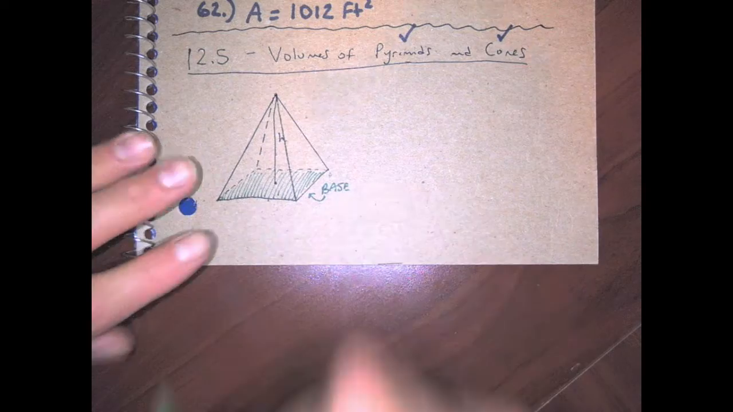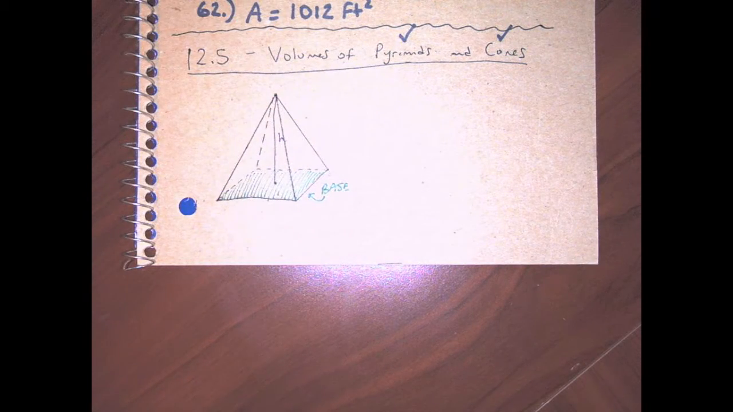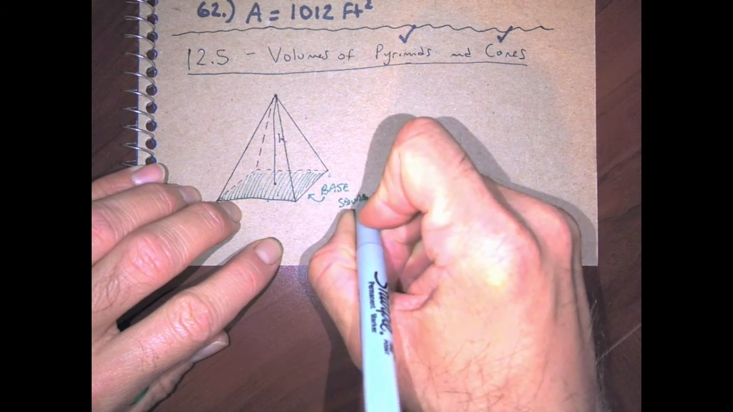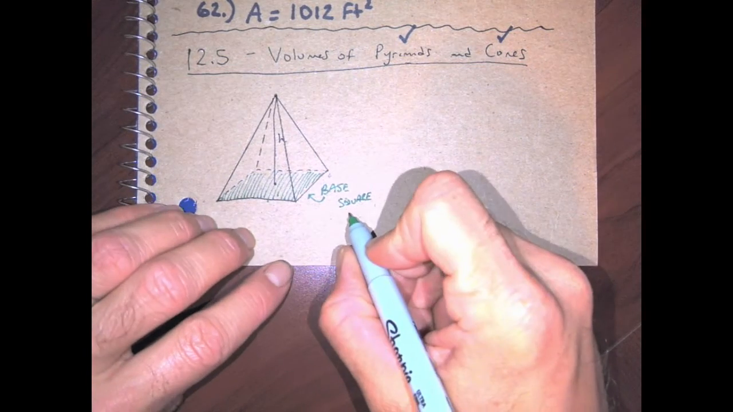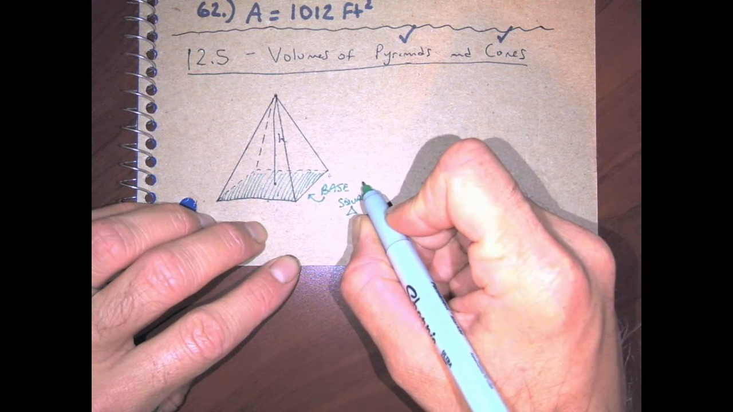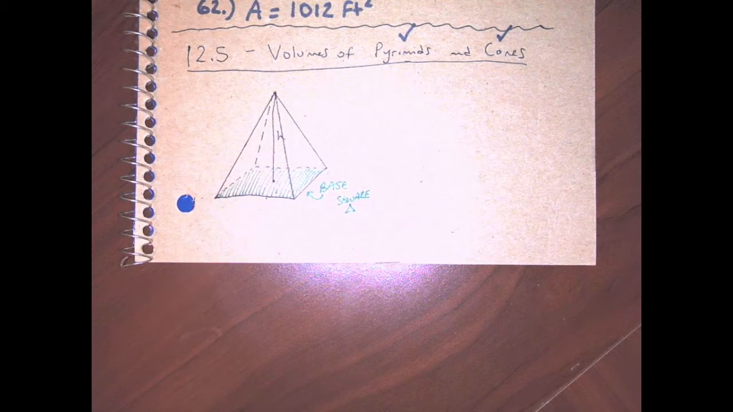Once again, with a pyramid, you could have any base you want. You can have a square base, a triangular base, a hexagon base, a decagon base, an octagon base. You can really have any base you want. A square base is the usual, the normal, so to speak.